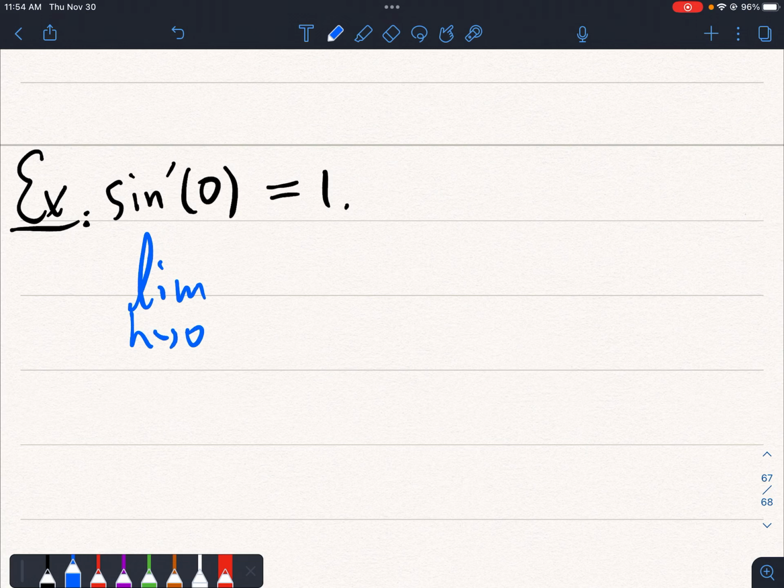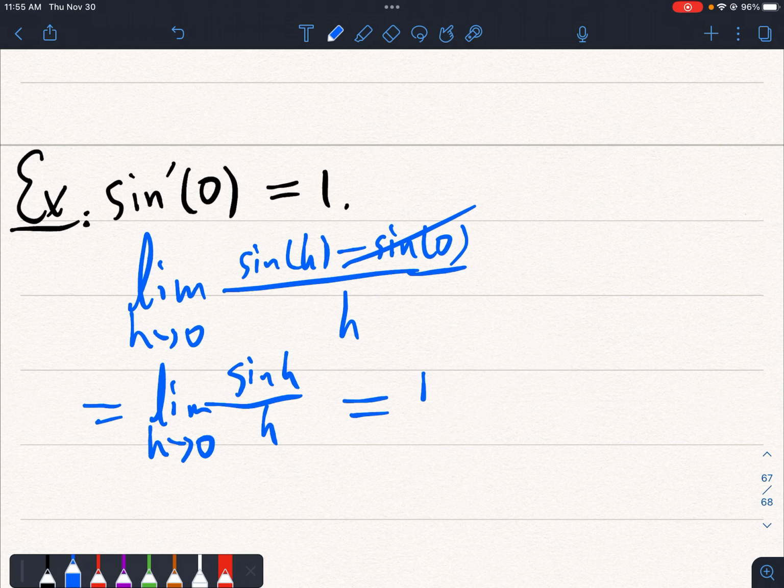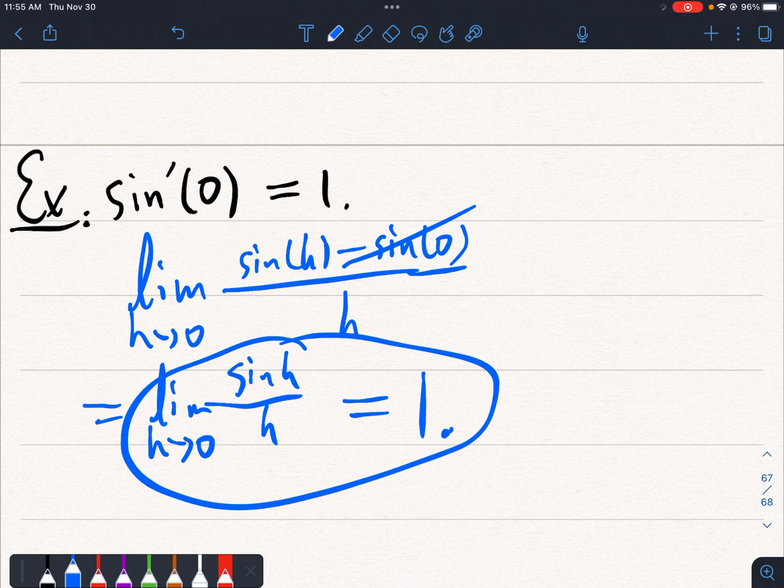And you will immediately notice that this is exactly what we have discussed in the last video. Because by definition, this is the limit as h approaches 0 of sine of h minus sine of 0 divided by h, right? And also we know that clearly sine of 0 is equal to 0, so we don't need to write this term. So this is simply the limit as h approaches 0 of sine of h over h, and this is 1, right? We don't care about the symbol, it's just some variable that approaches 0. So we can change it into x, right?